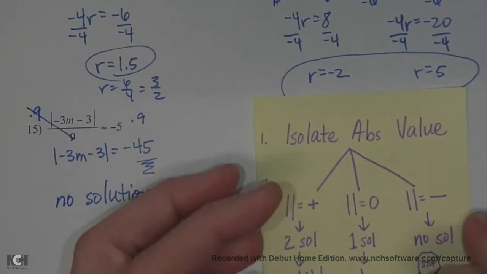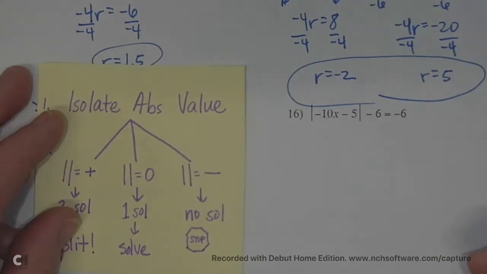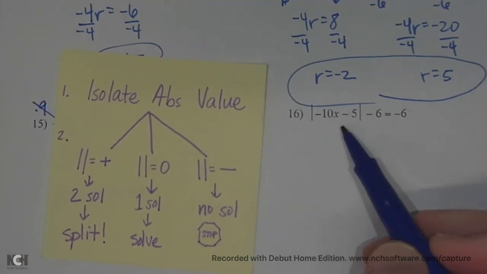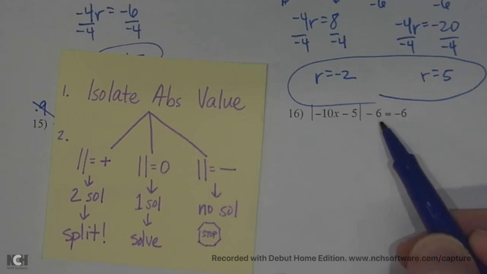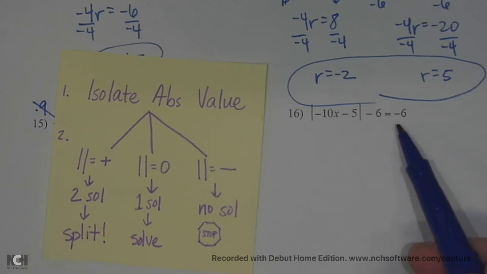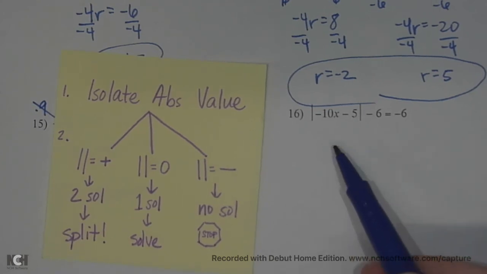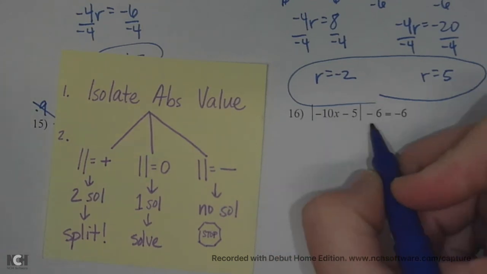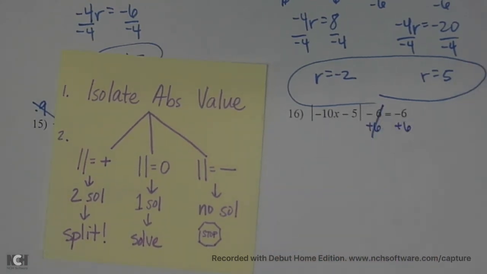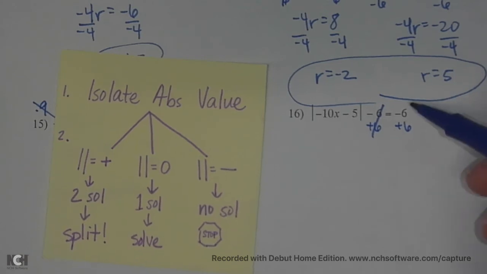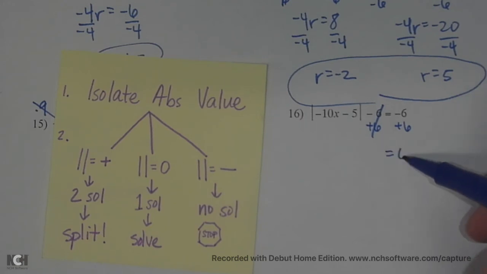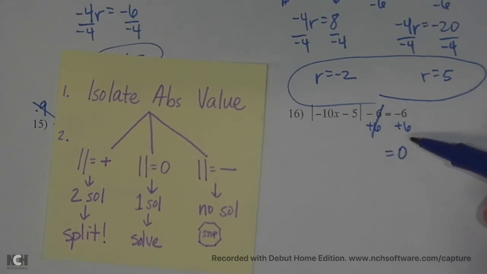Okay, and one more problem, number 16. You have the absolute value of negative 10x minus 5, minus 6 equals negative 6. All right, so don't worry about this number being negative yet. Make sure you isolate the absolute value part first. And in order to isolate it, we're going to have to add 6 to both sides. Get rid of that minus 6. So that goes to 0. We can cross it out. Don't cross out this one because then you would have nothing on the right-hand side. Make sure you go ahead and write the 0 over here because negative 6 plus 6 is 0.